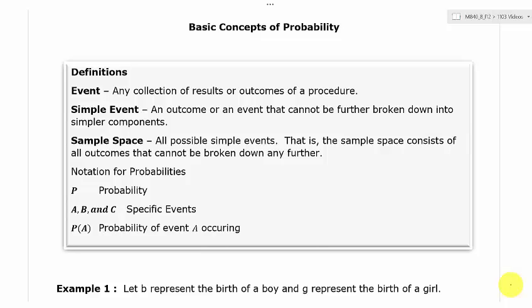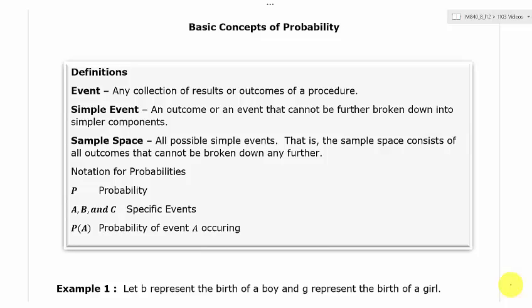A simple event is an outcome or an event that cannot be further broken down into simpler components. And we'll look at some examples of these in just a moment. A sample space is all the possible simple events. That is, the sample space consists of all outcomes that cannot be broken down any further.